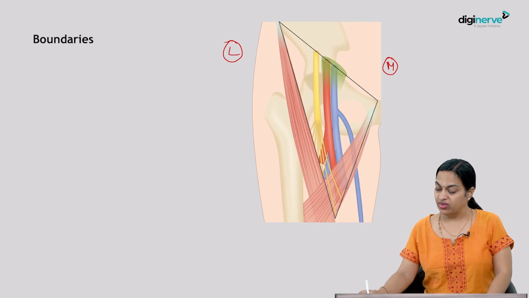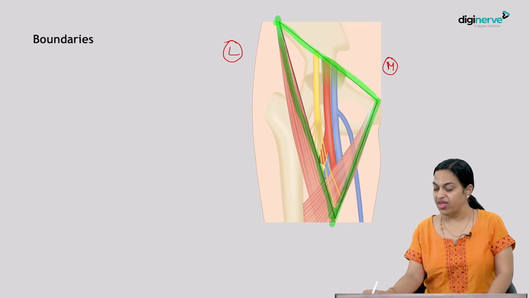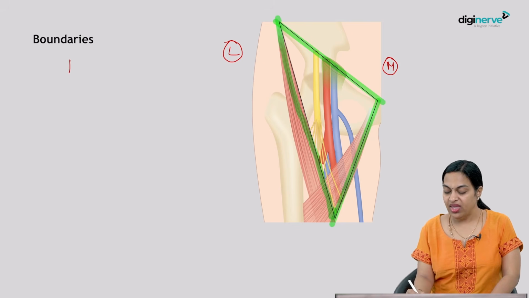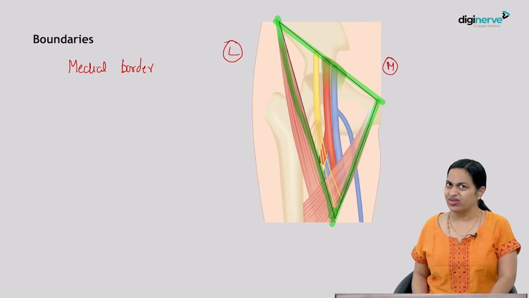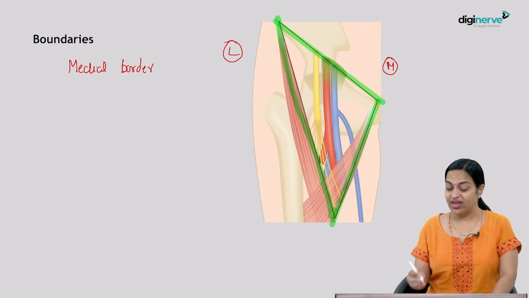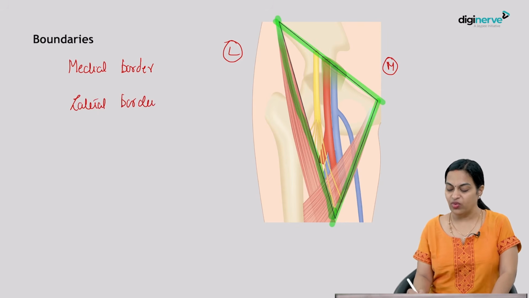Okay, so this is the medial border, the lateral border, the apex below, the base above. The medial border is formed by a muscle of the medial side of the thigh. Any idea what it is? Yes, the medial border of adductor longus. And then we have a lateral border formed by the medial border of sartorius.